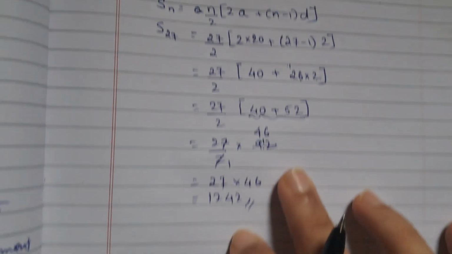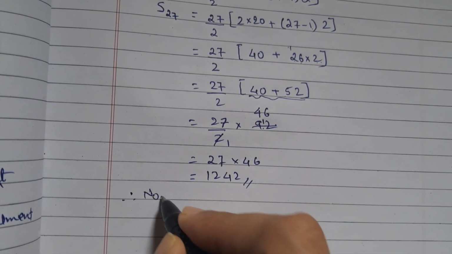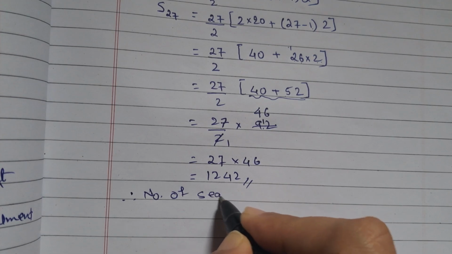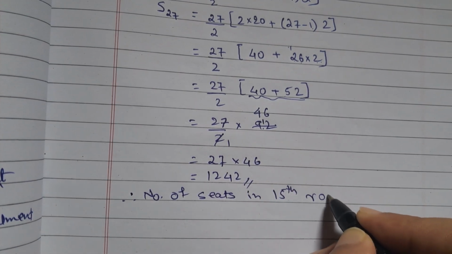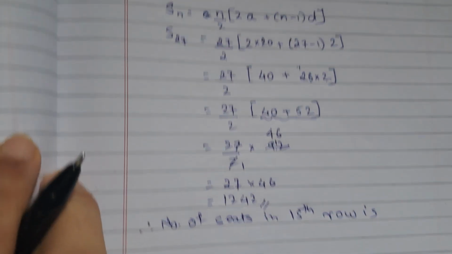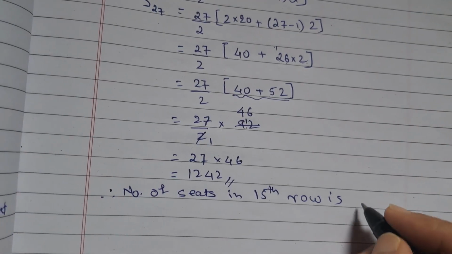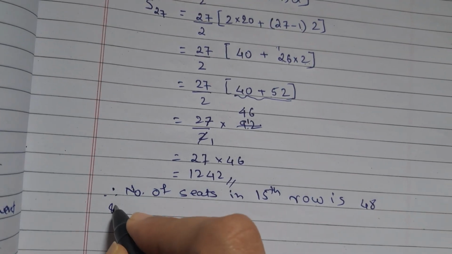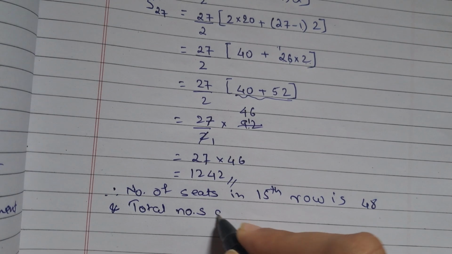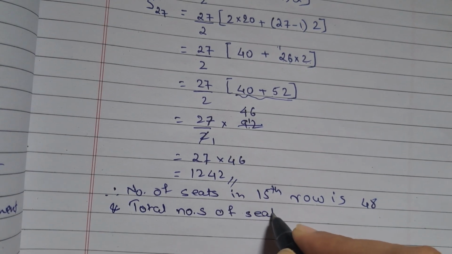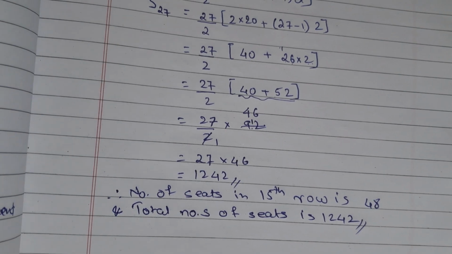So I will wrap up my answer saying, therefore, the number of seats in the 15th row is, how many seats were there in the 15th row? 48. So I will write 48, and the total number of seats is 1242. Done.